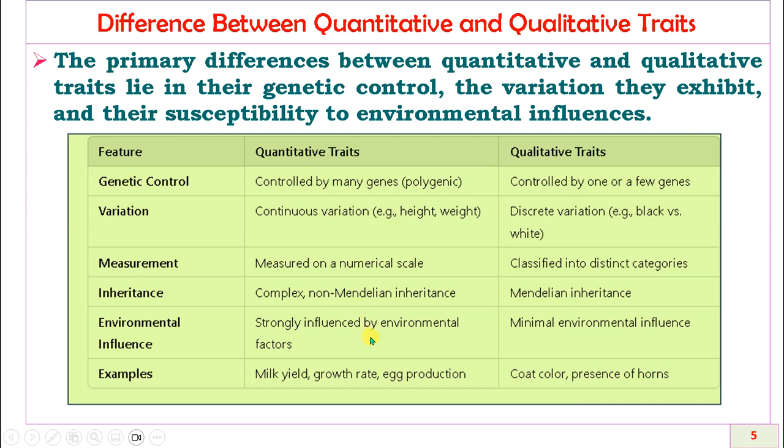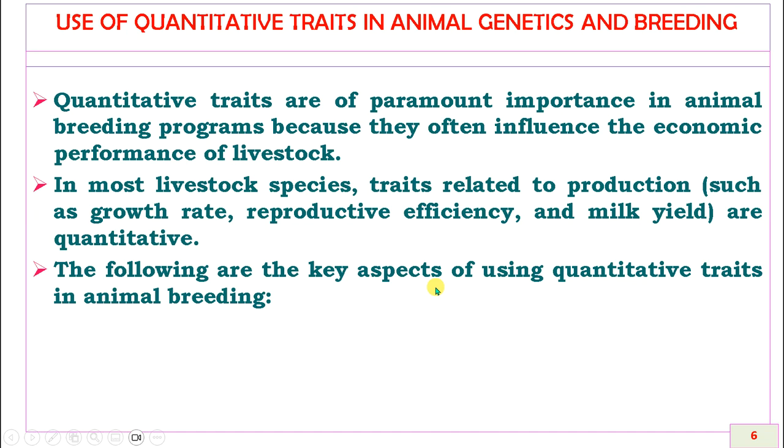How much quantity can be measured, how many eggs are laid per day, this can be measured. Whereas the qualitative traits like coat color cannot be measured. Its color means either it may be black or white, etc. Whereas the presence of the horns is also a quality, so this also cannot be measured. And that is the main difference between the quantitative and qualitative traits.